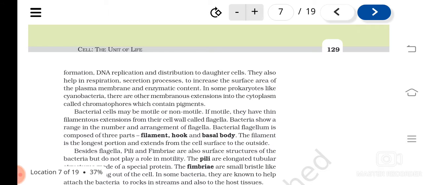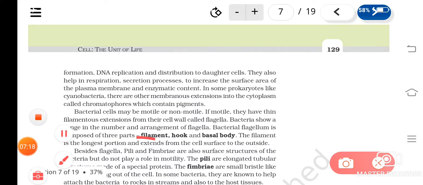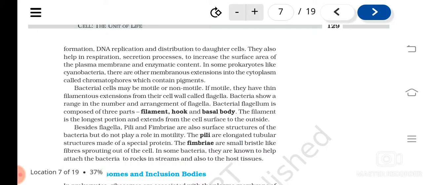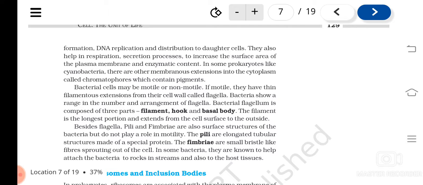When you see a flagellum, there are three parts: the filament, then the hook, and the basal body. So these are the different parts of the bacterial flagellum. Understood? The bacterial flagellum consists of a filament, hook, and basal body. The filament is the longest part that extends out from the cell. Then the hook and the basal body are present in the cell.